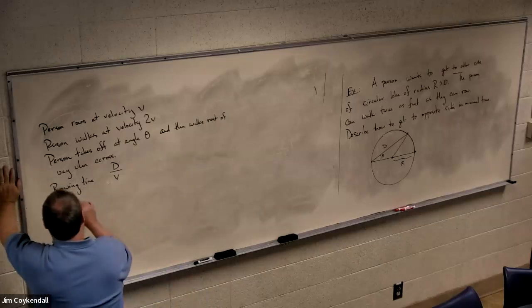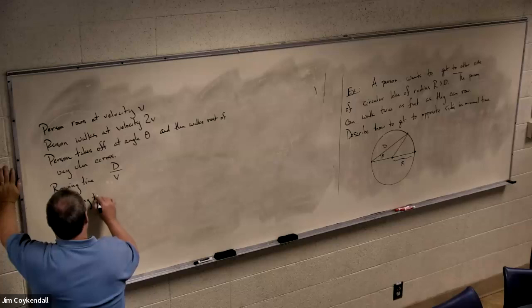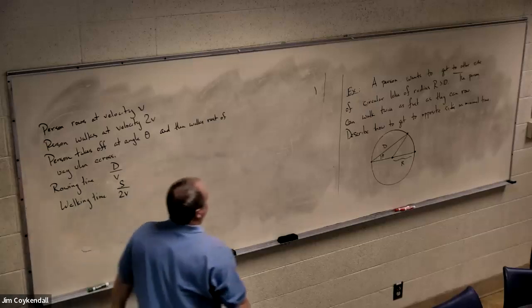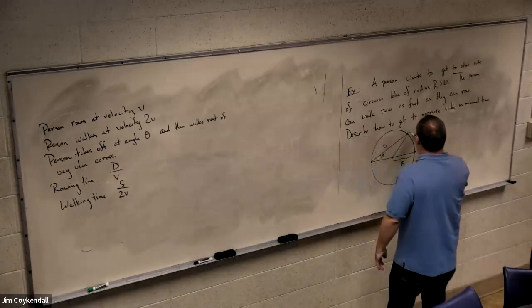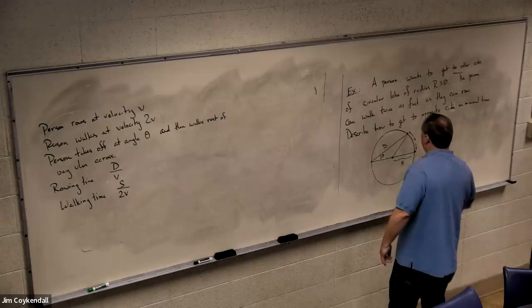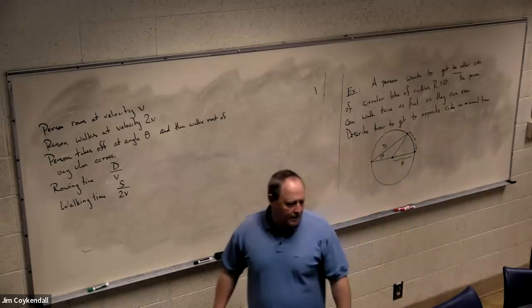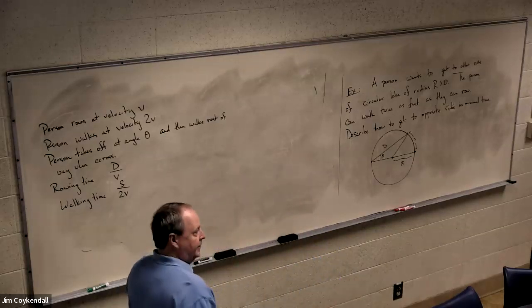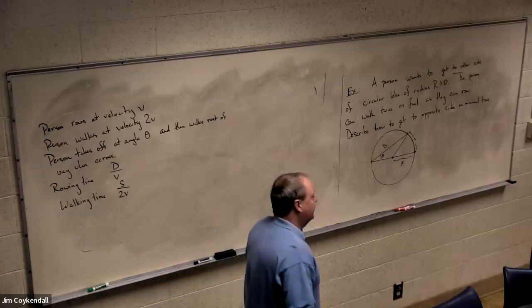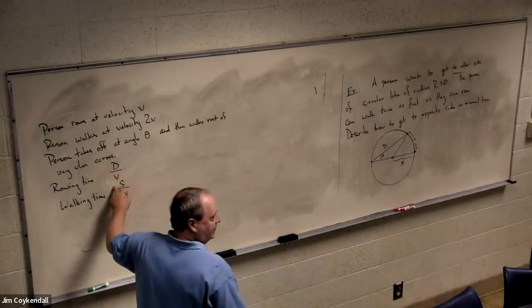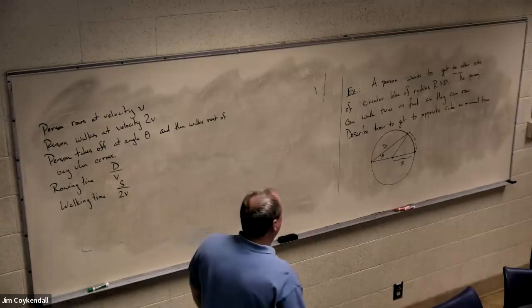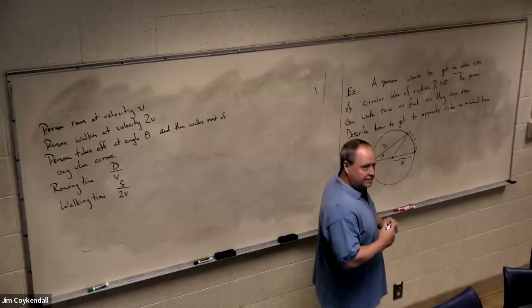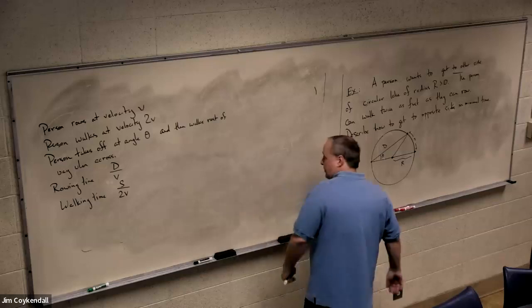And the walking time is S over 2V, where this one here is S. Now, here's the problem. D varies, S varies, and I don't have much good for them. But I need to get D and S in terms of theta. This is an exercise kind of in geometry.